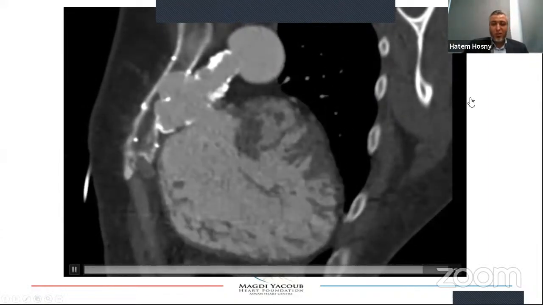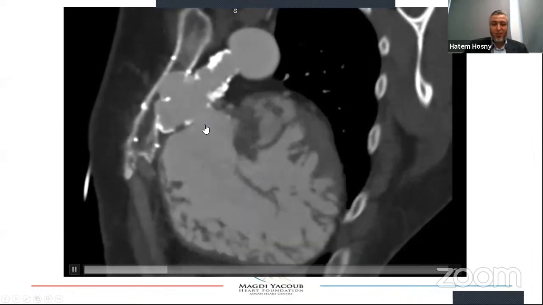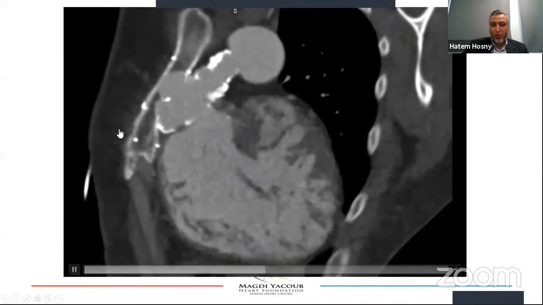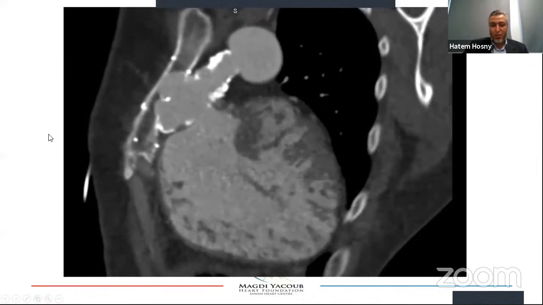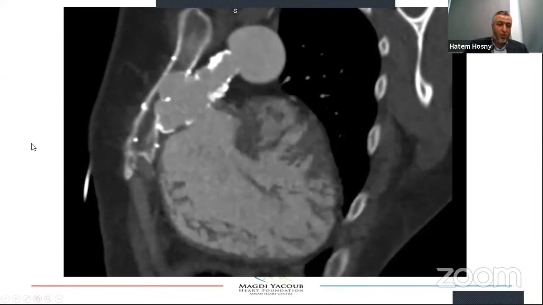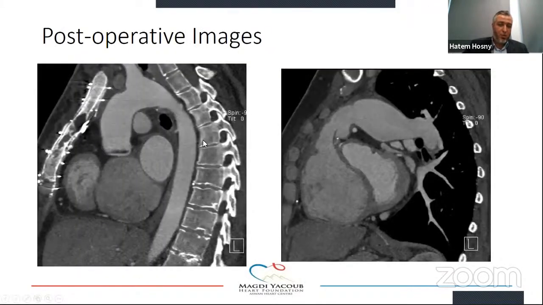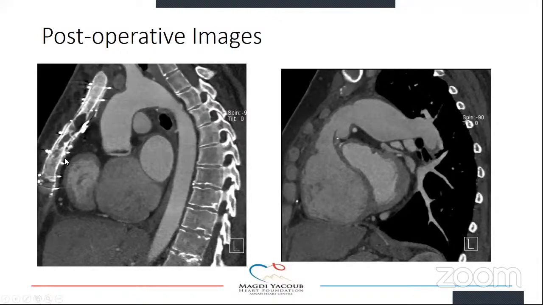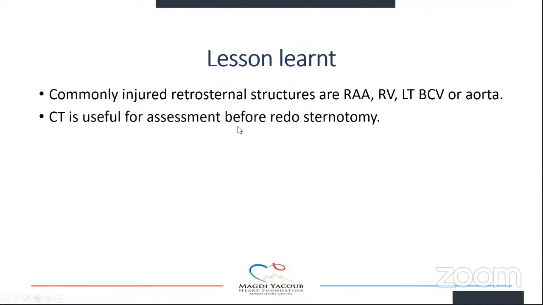Such a frightening image. This patient presented with a degenerated RV to PA conduit that needed a re-sternotomy operation and changing of that conduit. But then the CT showed erosion of most of the sternum, stopping at the outer table of the sternum. So obviously, in such a patient, we went on bypass, and the patient was safe enough, and then the RV to PA conduit was changed, and these are the post-operative images. So yes, re-sternotomy can be quite dangerous, and the CT is very useful for that.